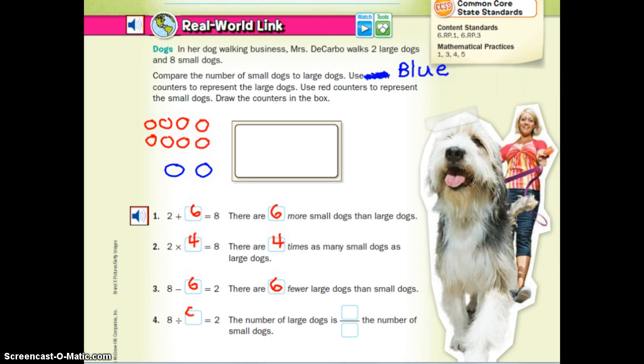8 divided by 4, sorry. The number of large dogs is 2/8 the number of small dogs, which when it's simplified equals 1/4.